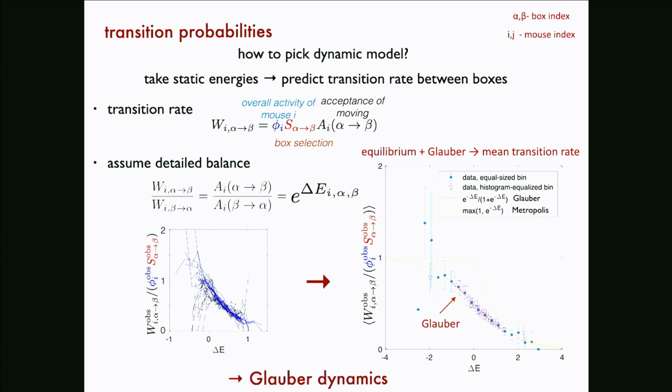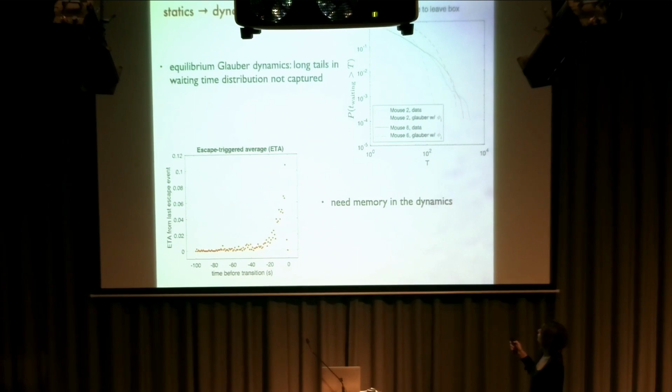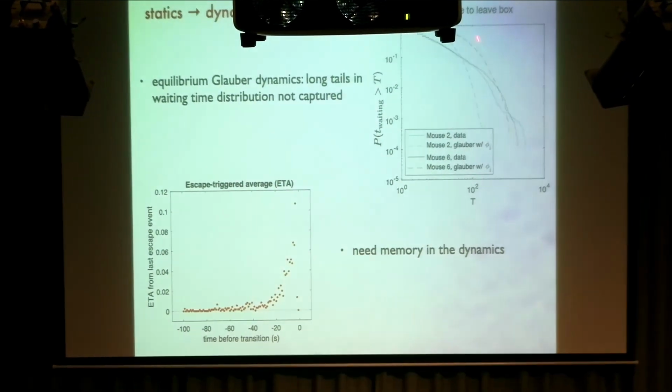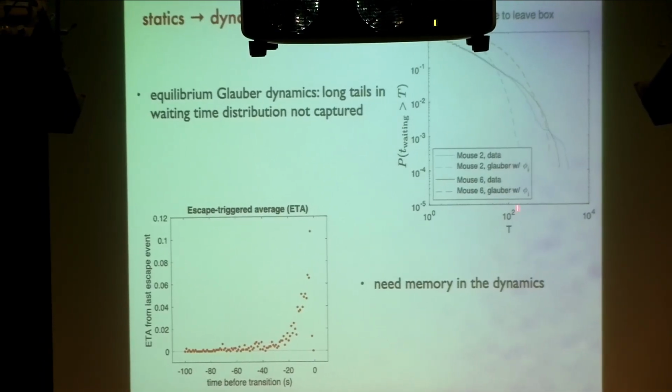Okay, so we're nearly home, right? So we now know we have Glauber dynamics, but then we looked at our waiting time distribution and things failed dramatically. So these are different mice, the data is solid, and the dashed lines are what we get from our Glauber dynamics with the interactions from the static model. It falls off much, much more quickly. We don't get these long tails, we don't get this broad distribution of timescales.